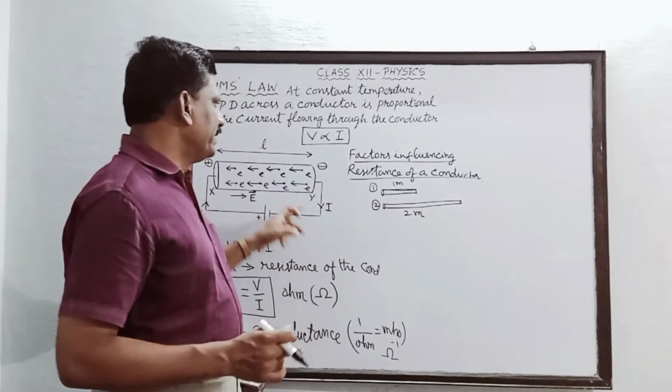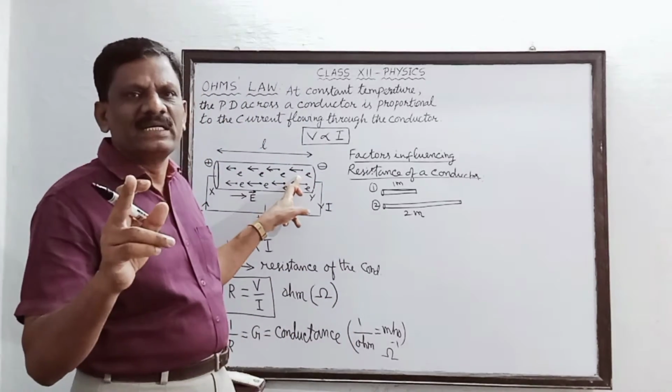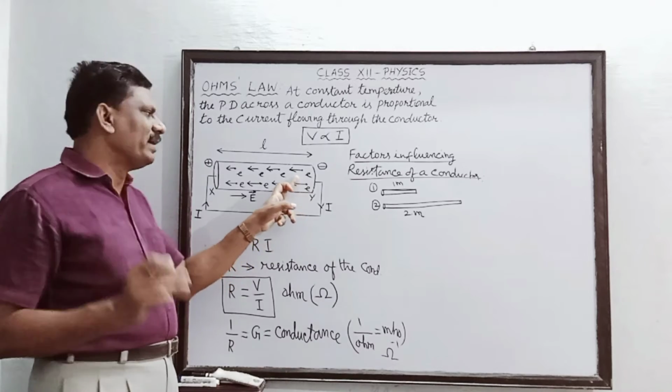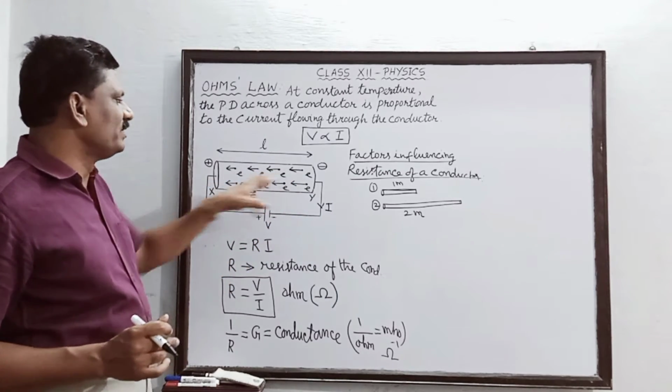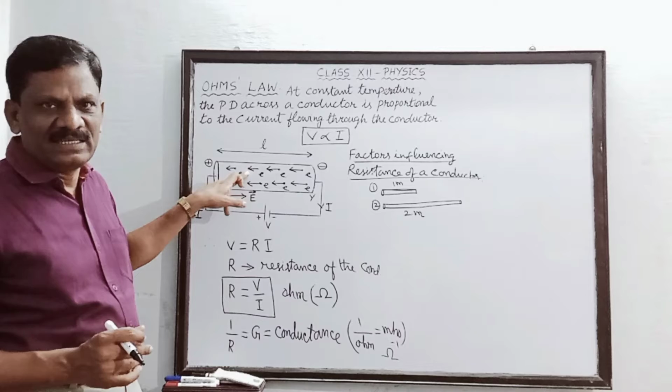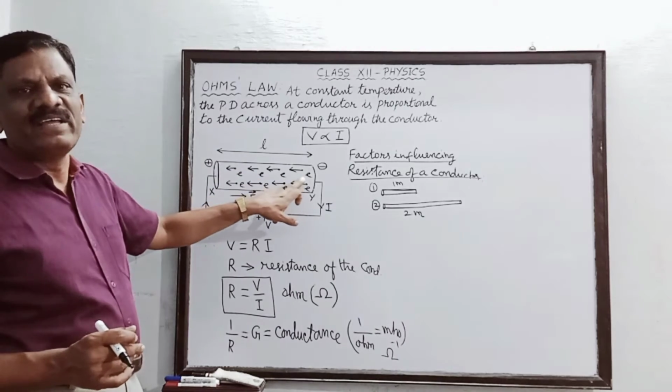So this obstruction to the flow of the passage of electrons only is called electrical resistance. So this electrical resistance is nothing but the opposition offered by the positive ions which are present inside the conductor during the collision of these free electrons.